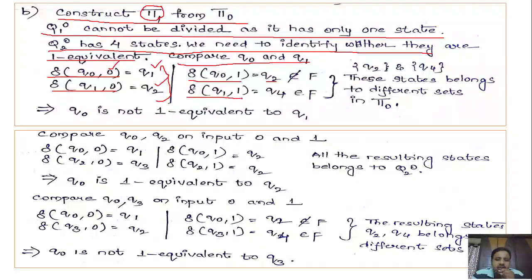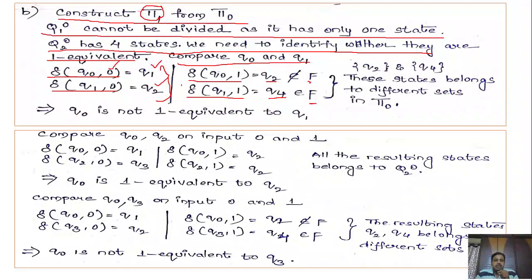And delta of q1 comma 1 is giving the state q4, which is the final state, right? So here you could see delta of p comma w is giving a non-final state, whereas delta of q comma w is giving the final state. So this property is making these two states distinguishable. That means these two states are different, because one is going to the final state and one is not. So what we will do is that these two states will be partitioned.